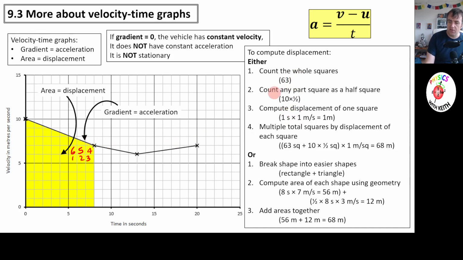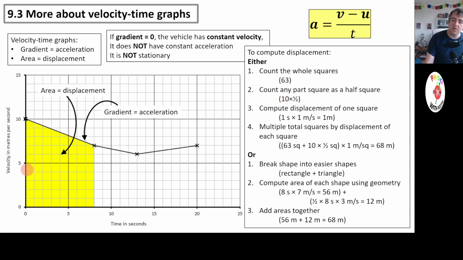These numbers here are for the whole shape. So there are 63 whole squares here. And then there are 10, if we count along the edge, part squares. Let's just check and see if this was right. 1, 2, 3, 4, 5, 6, 7, 8, 9, 10. Yes, 10 part squares. Each part square is half a square. So 63 plus 5, which is 68 squares in total.